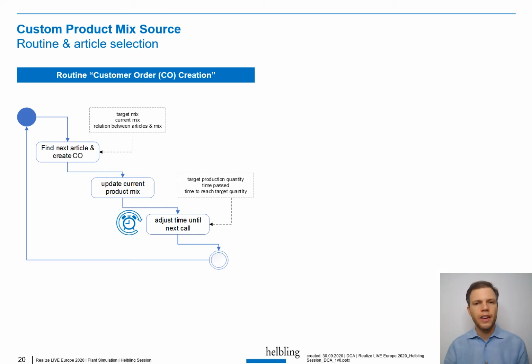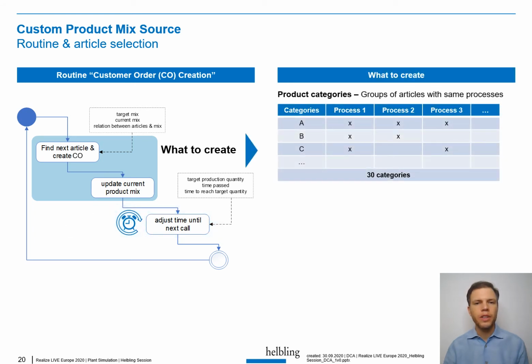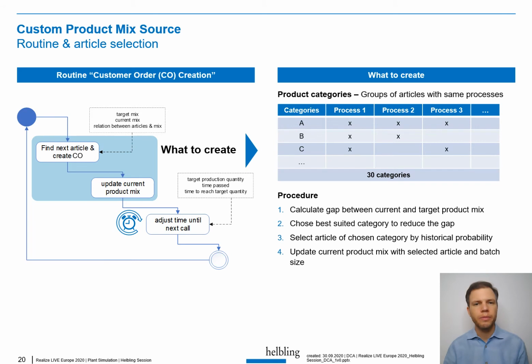In our routine, as shown here, we have the same basic sections as the standard source. So let's look at what to create first. For the routine to work, we had to introduce product categories, which are groups of articles with the same processes. Now, how does it work? It calculates the gap between the current and the target product mix, and it chooses the best suited category to reduce this gap. Then it selects an article of this category based on historical probability. And finally, it updates the current product mix with the selected article and batch size.